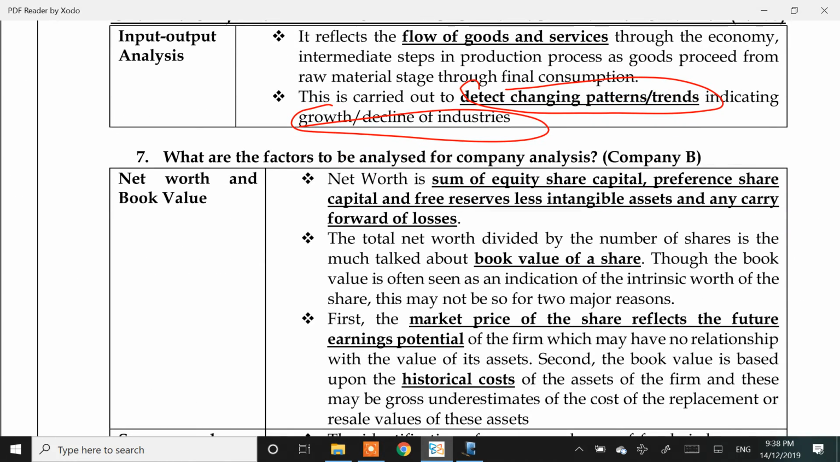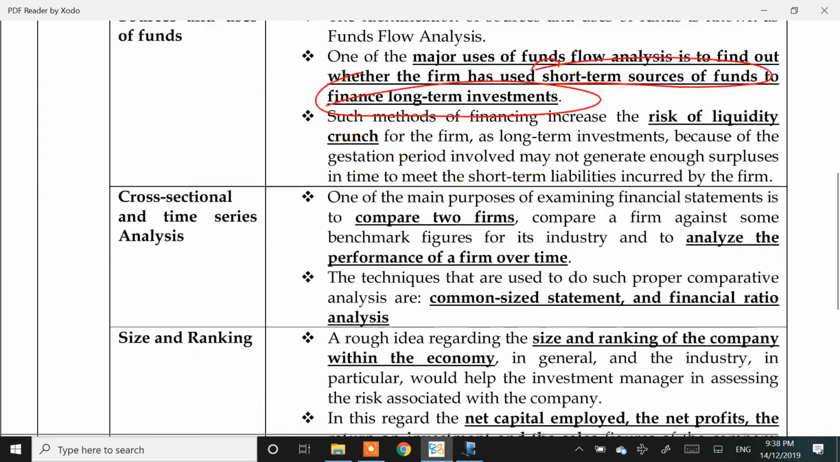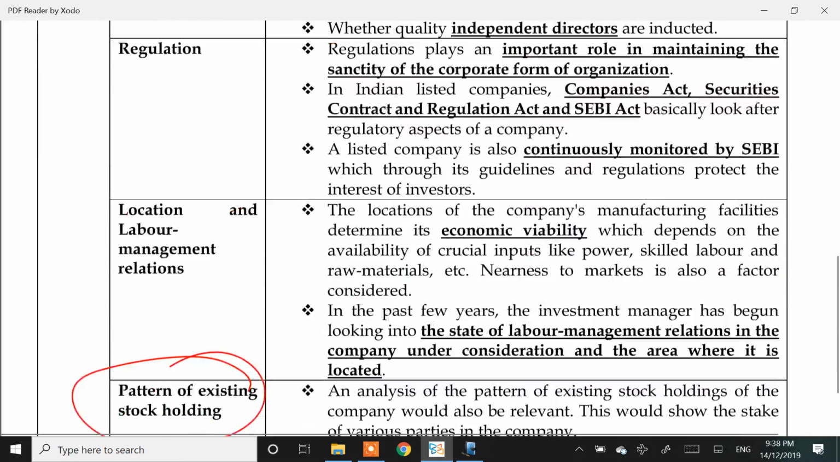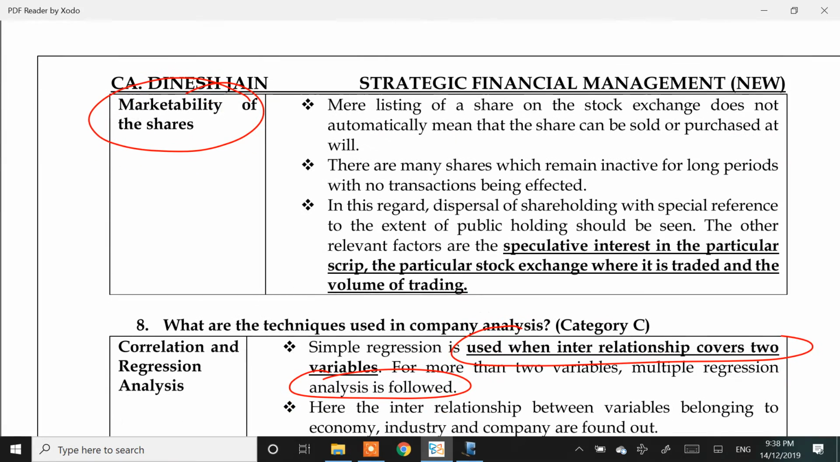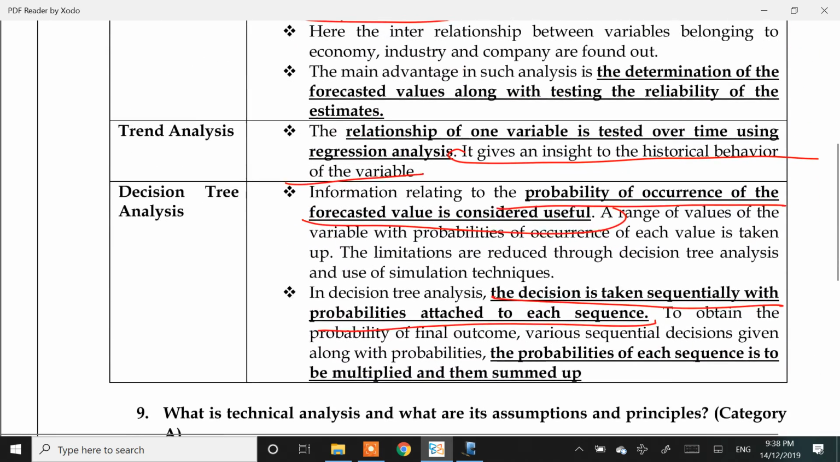At a company level, there are various factors. The important ones are quality of management, corporate governance, competitive advantage, net worth and book value, whether they are complying with regulations, labor issues, financial analysis, ratio analysis. So all of this will come into picture. And what are the techniques we use? We use three techniques here: correlation and regression analysis, trend analysis, and decision tree analysis.